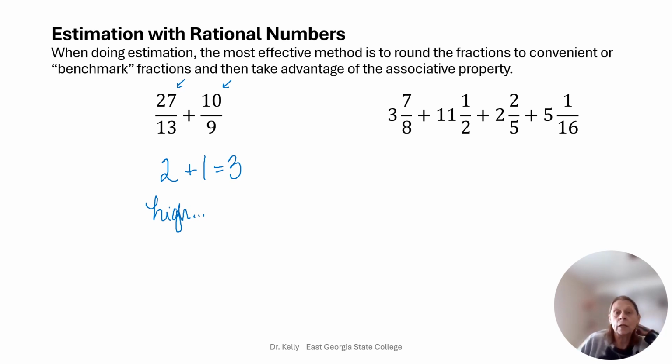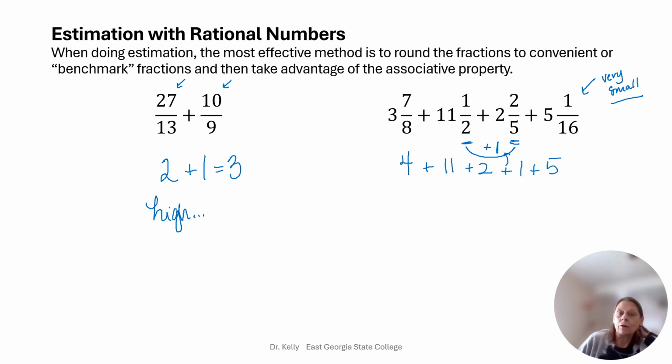Okay, and then over here, let's look at this 3 and 7/8. 7/8 is very, very close to 1. So this would be 4. This is an 11.5, and this is a 2 and 2/5, and 1/2 and 2/5 are pretty darn close, so we could make that a 1. So then we would have plus 11 plus 2 plus that 1 from their fractions, and 1/16 is very small, so we would ignore it because it's close to 0.